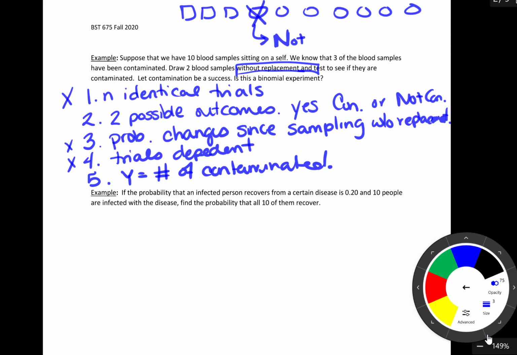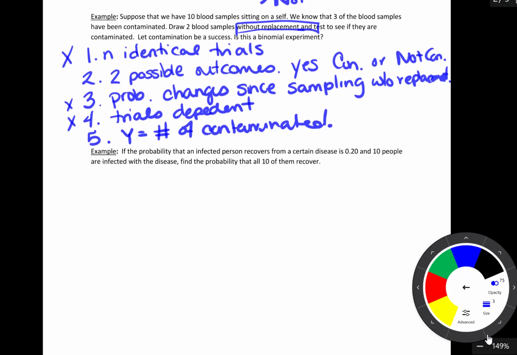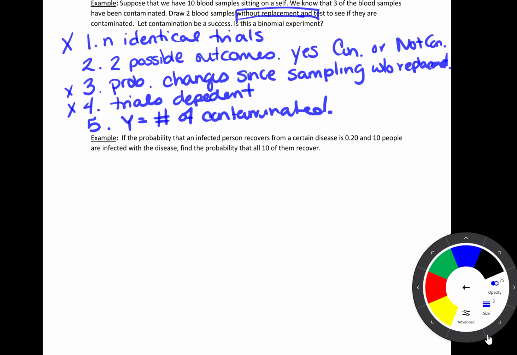Okay, and on our third example, it says if the probability that an infected person recovers from a certain disease is 0.2 and 10 people are infected with the disease, find the probability that all 10 of them recover. So for this one, we do meet all 5 requirements, and I'll let you confirm that on your own. So let's go through and see if we can find this probability.